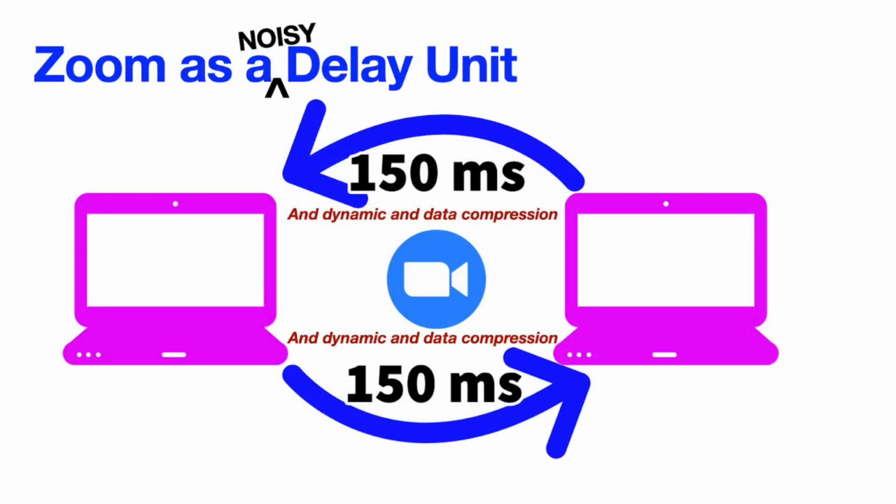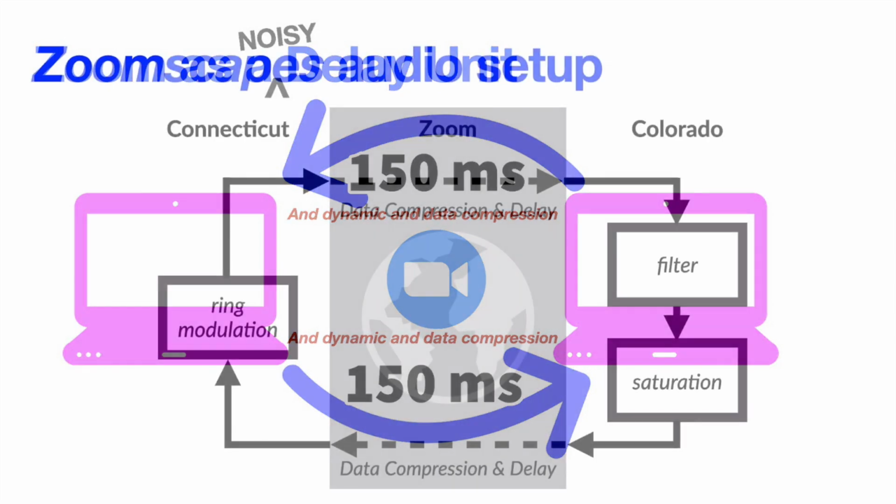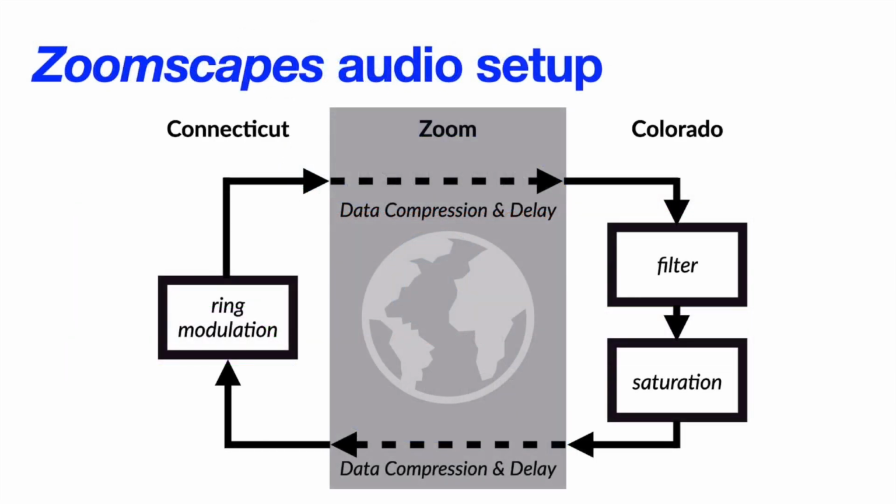So, in Will and my work, we feed Zoom back into itself. We're going to do some processes to the audio on either side, but Zoom is going to be the delay unit for us, delaying the signal between our two ends of the call. We should acknowledge that Zoom, like the tape, is going to affect our audio. It's going to compress it dynamically and do data compression on the signal, introducing other artifacts that will become part of our loop.